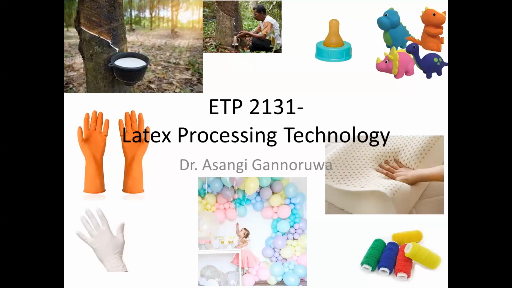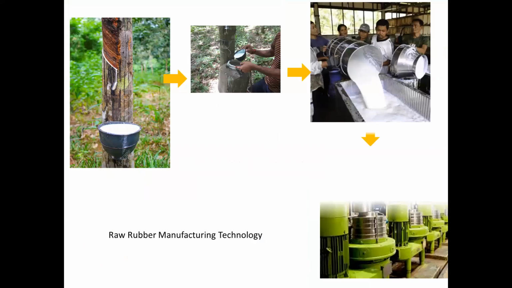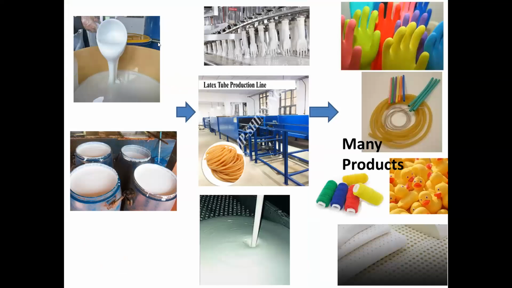So let's see what are the things that we learned last week. We learned that under raw rubber processing technology, we learn how to manufacture raw materials out of natural rubber latex.